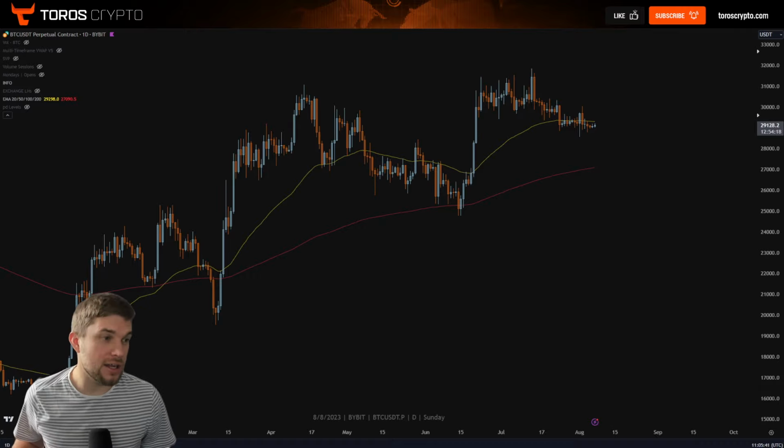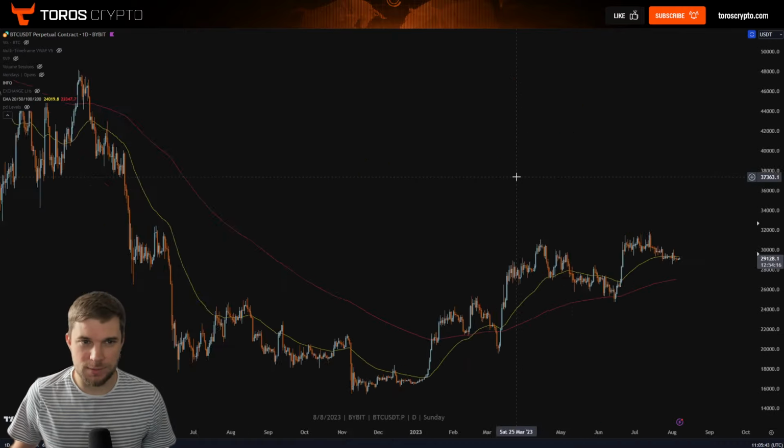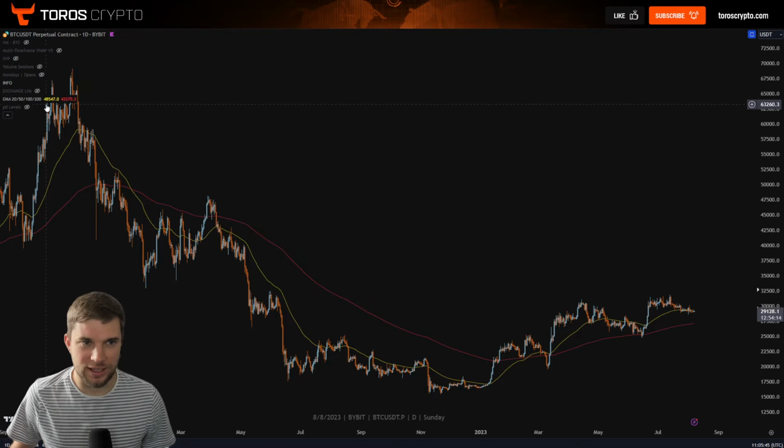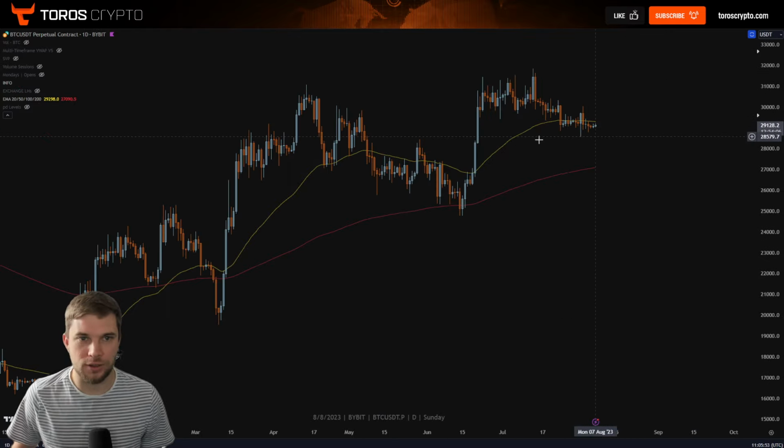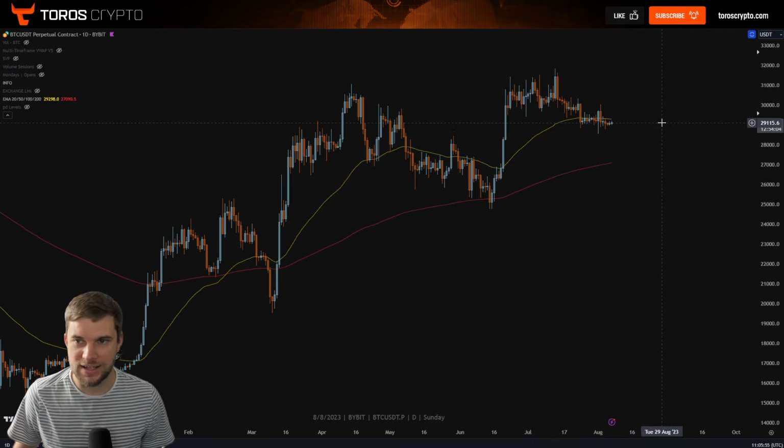And if we are to move down from here, we do need to be aware of this. The last time that we had a double top being put in, like we have so far this year, and then consolidation below the 50 EMA, we got continuation lower. So we do have to be aware that we have that as well.